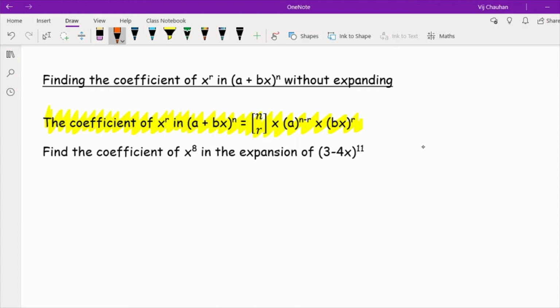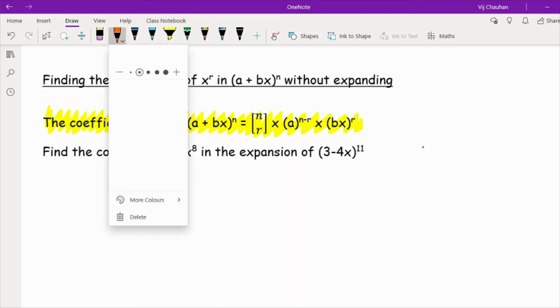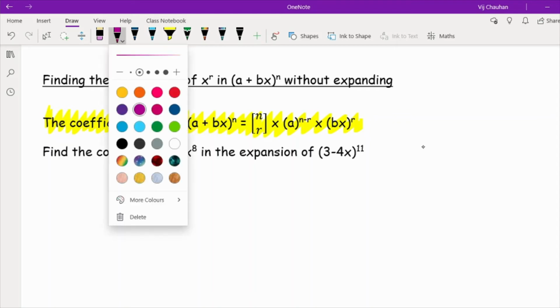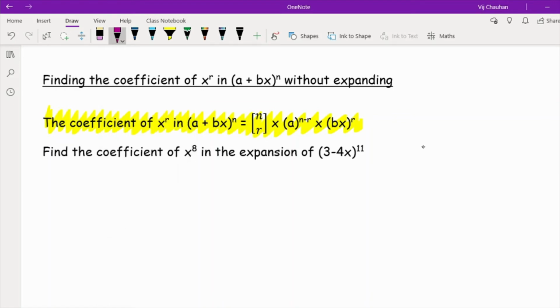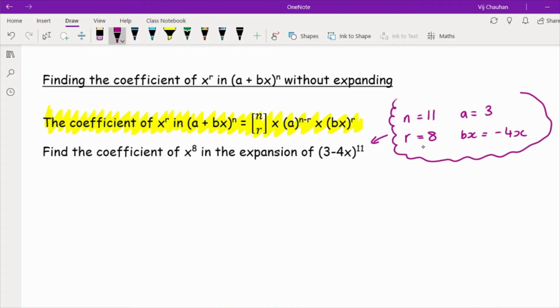So starting off with getting a decent colour pen, and again let's go for purple. From this, in this particular question my n is 11, the r value, which is the requested power of x, or the degree of x I'm wanting, is 8. My a in this term is 3, and my bx in this particular case is minus 4x. So I'm going to substitute these four things into this highlighted formula.